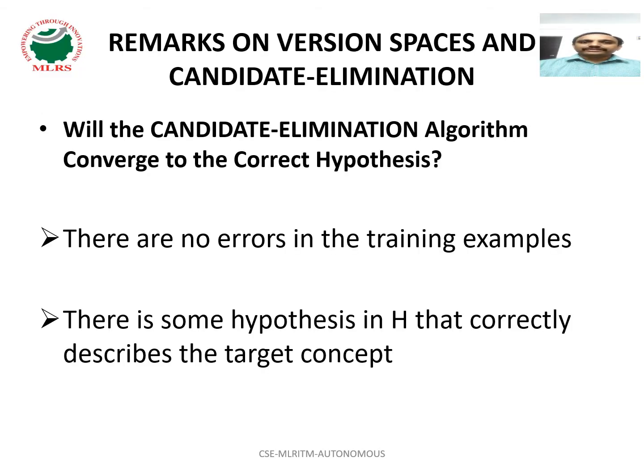Before taking inductive bias, first we will discuss remarks on version spaces and the candidate elimination algorithm. The first one is: will the candidate elimination algorithm converge to the correct hypothesis? How can you say that the candidate elimination algorithm gives the correct hypothesis or not? Depending on the following two things, we can say it gives the correct hypothesis.